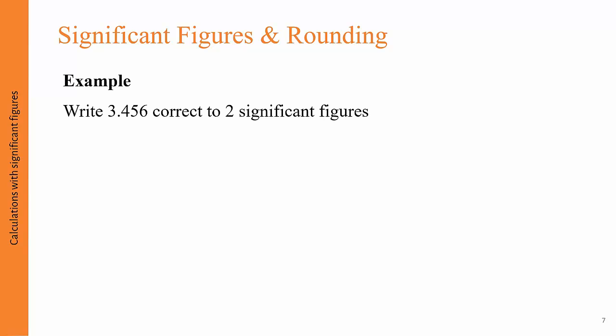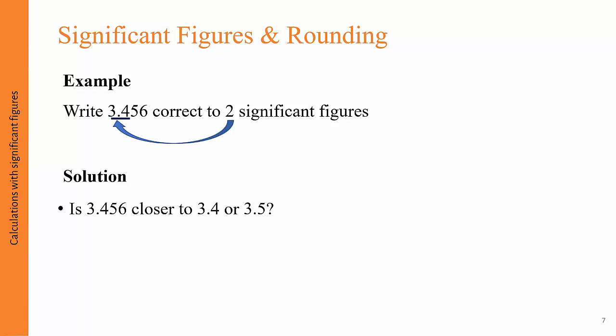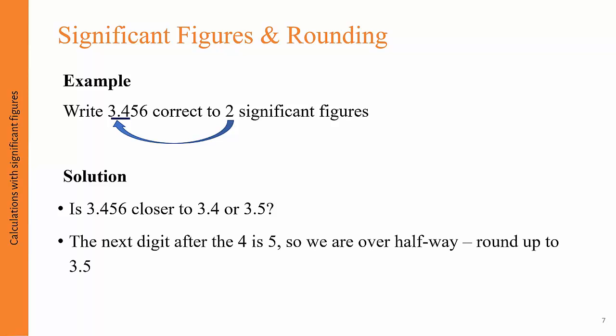We are asked to round 3.456 to two significant figures. We need to ask ourselves, is 3.456 closer to 3.4 or 3.5? We need to look at the next digit along, which is 5. That means we are at least halfway, so our answer needs to be rounded up to 3.5.